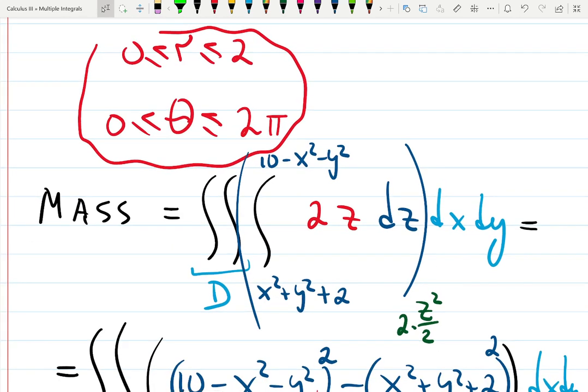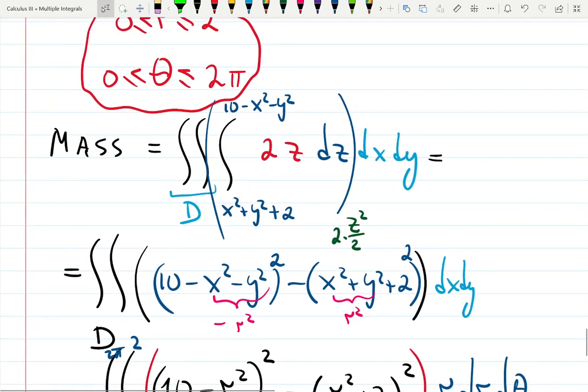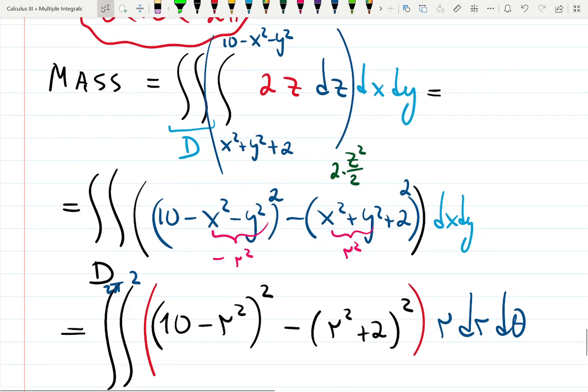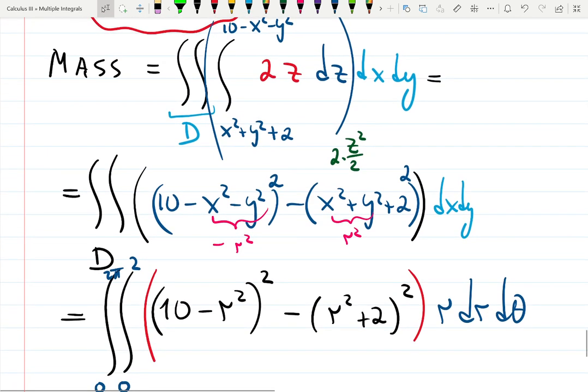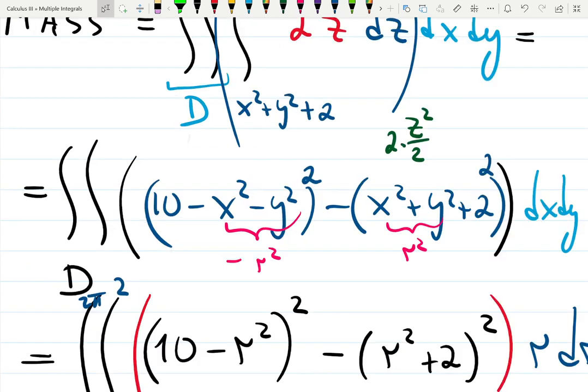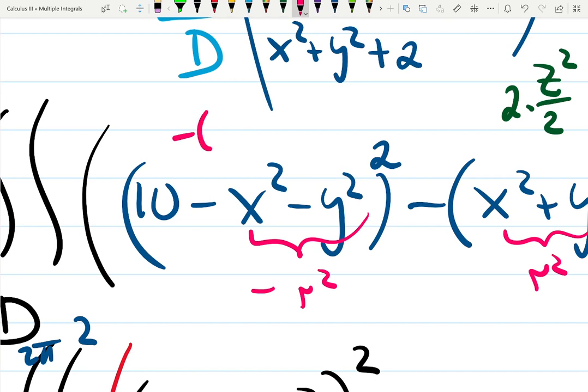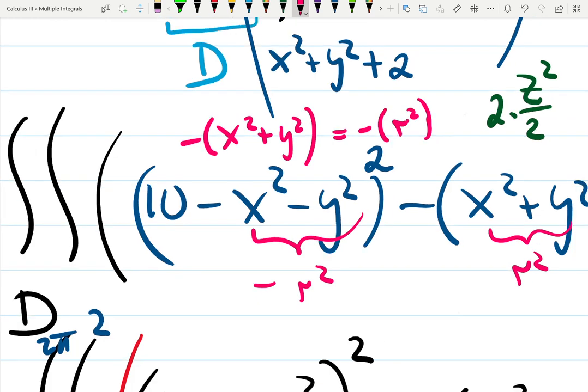Yes. I had another question. So it's really simple. X squared minus y squared is negative r squared, not negative x, negative y. Let me factor out minus, x squared plus y squared, like so. I see. So minus r squared. Okay. Thank you.